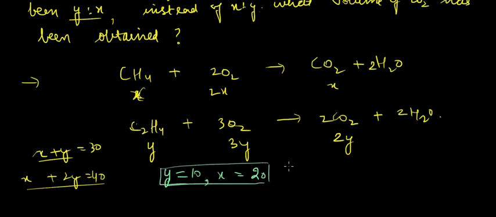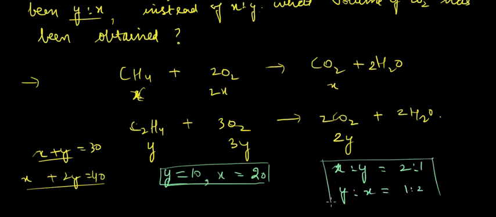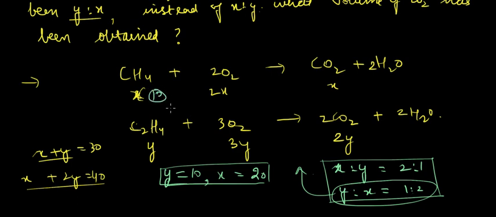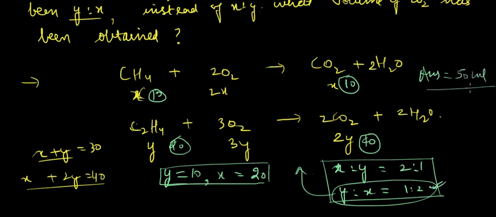Now you can just reverse the ratio, in which presently X is to Y is 2 is to 1. You can have a ratio in which Y is to X is 1 is to 2. Okay, so for this part you can again calculate that if this is 10 ml and this is 20 ml, then this would form 10 ml and this would form 40 ml. Hence, if the volume ratio was 1 is to 2, the answer would be 50 ml of CO2 formed in the reaction.